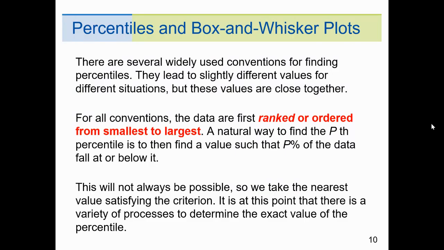There are several widely used conventions for finding percentile. They lead to slightly different values. For all conventions, however, the data are first ranked in order from smallest to largest. You've got to do that. You've got to put the numbers in order. You will be doing this with pencil and paper, so you've got to order these numbers from smallest to largest.